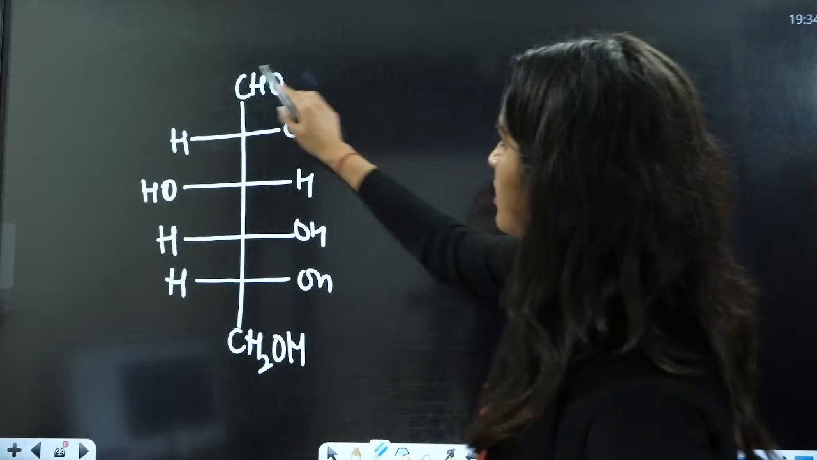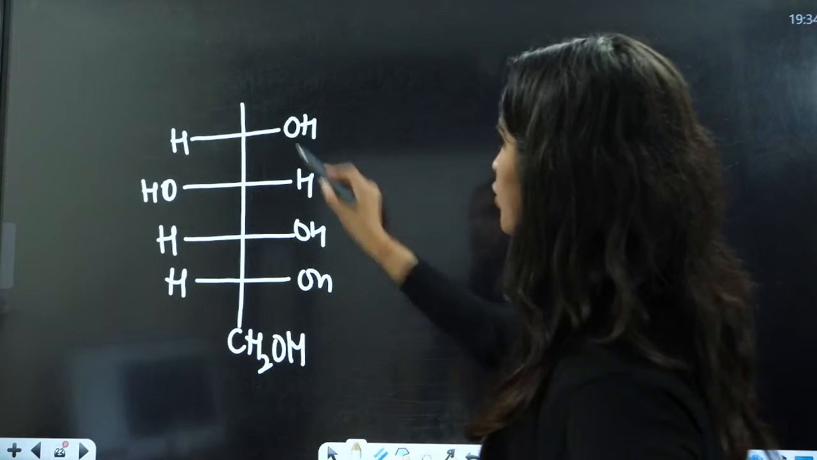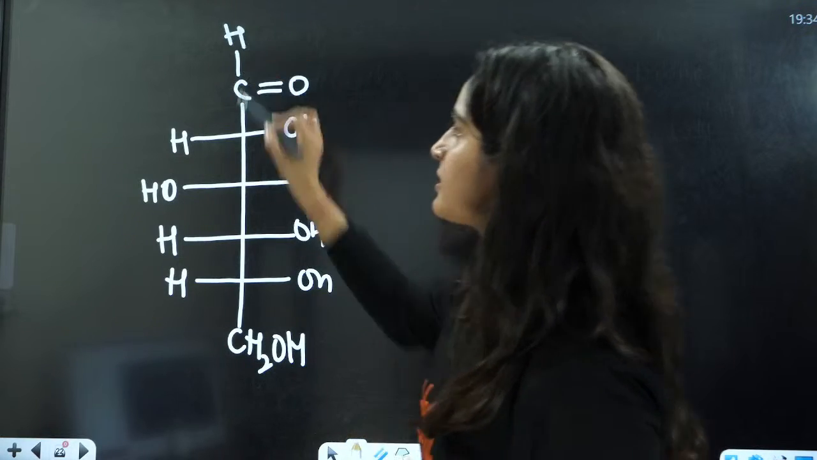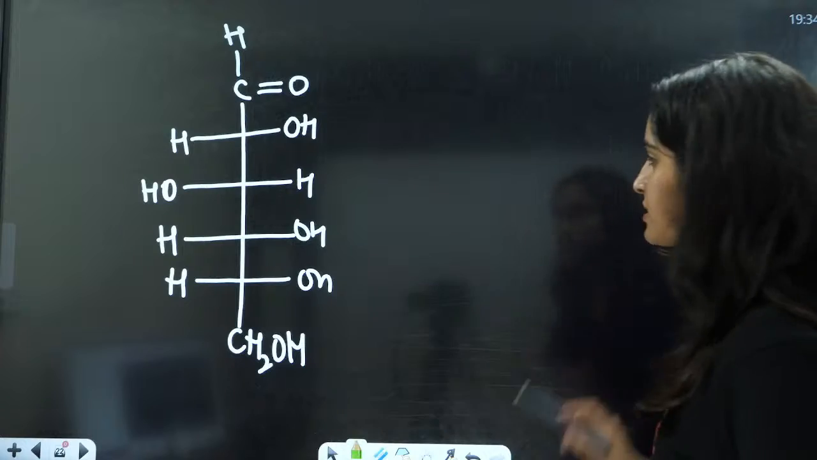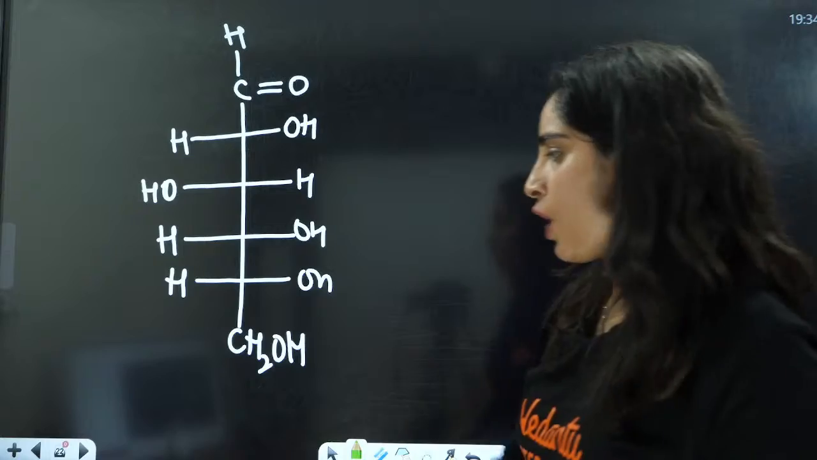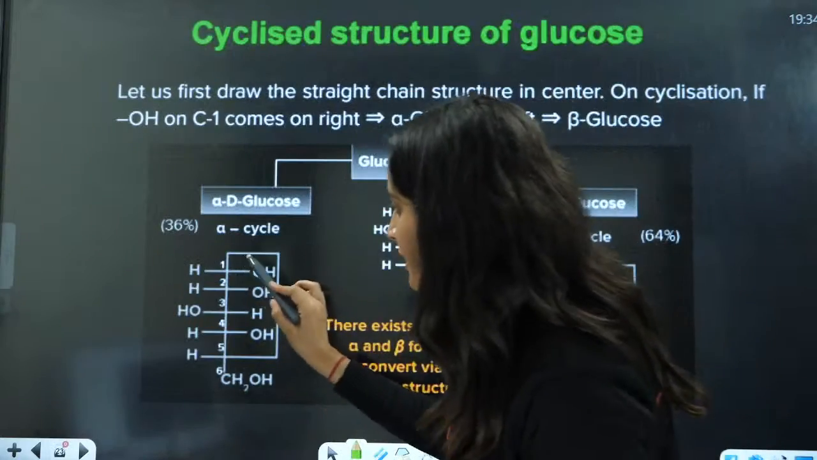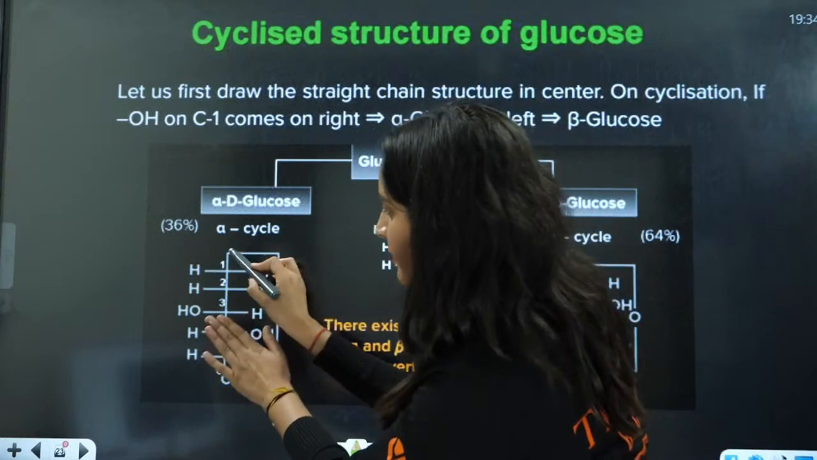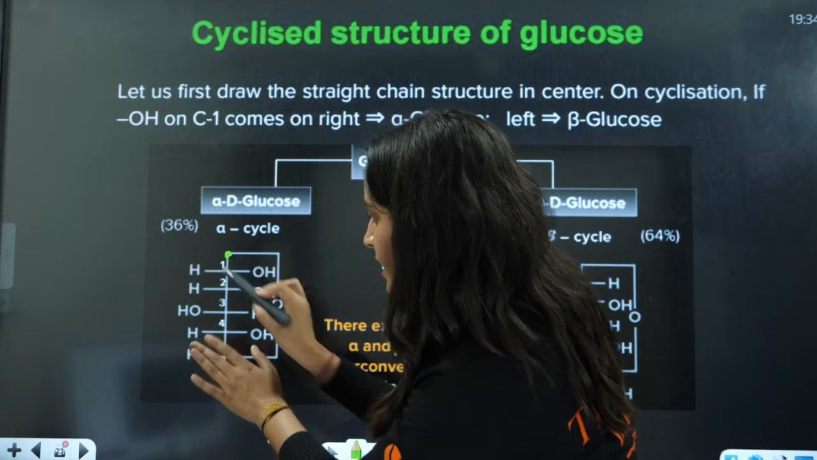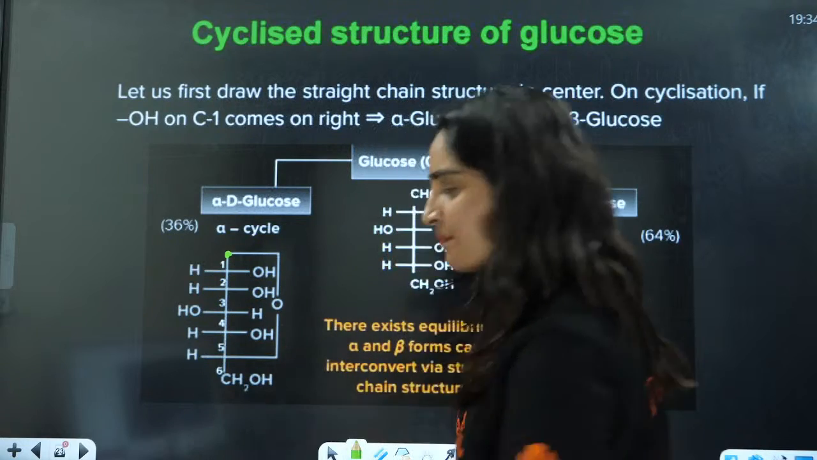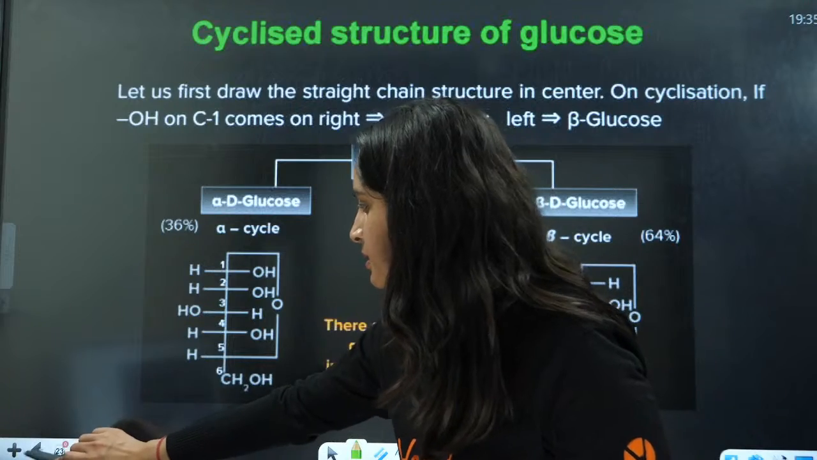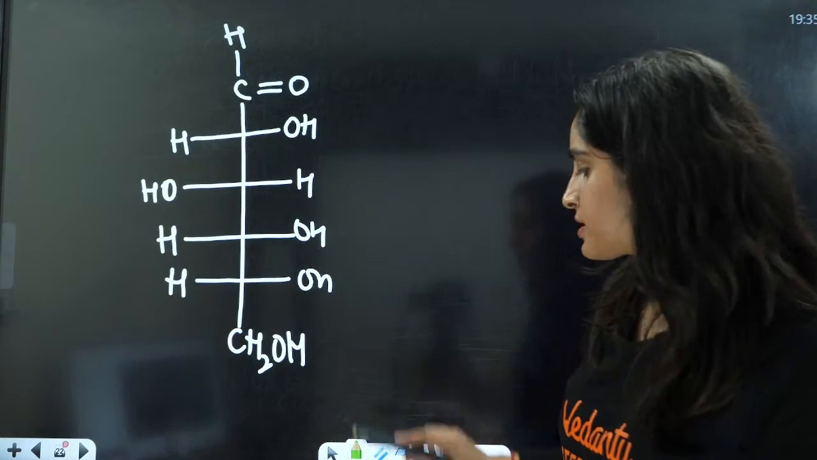Now what is the structure? If we open this CHO group, C double bond O, H, this is the structure. Now what happens here? This O reacts with this one. This is the first carbon, and it reacted with the OH here. Understood this? Everybody see this very carefully, how this happens.